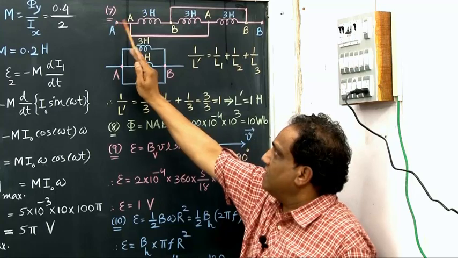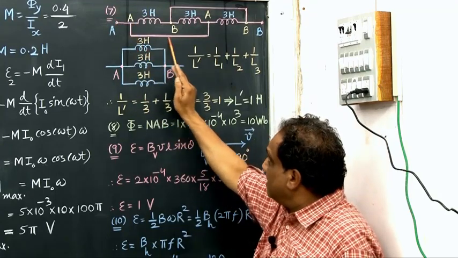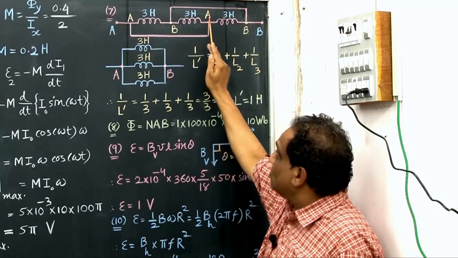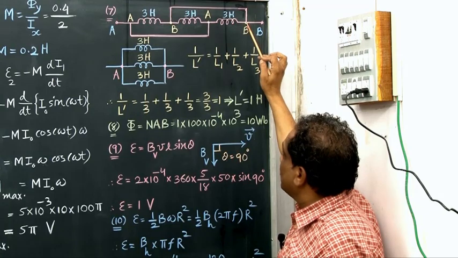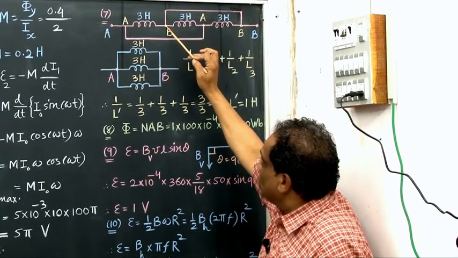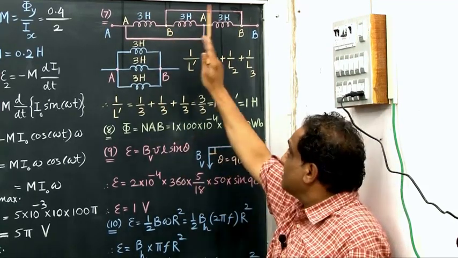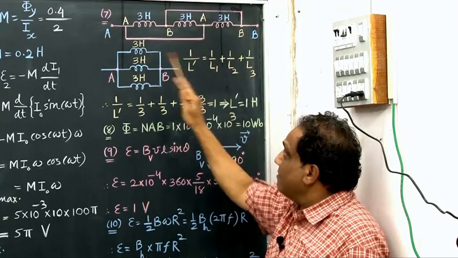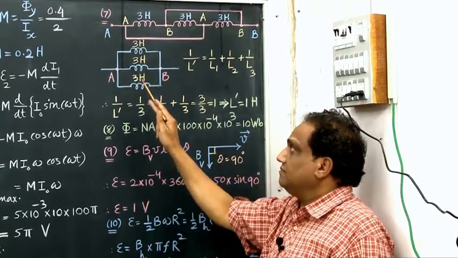If this is point A, this also is A, but now this is connected here, so this is also A, correct? Now this point is B, so this is also B, and because this is connected here, it is also B. Got it? Now tell me, this whole network can be considered to be equivalent to this network.